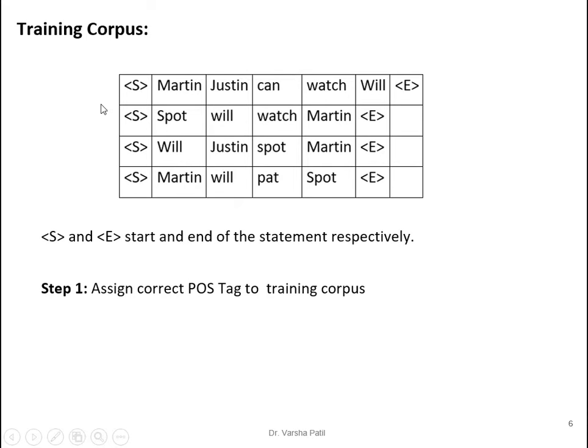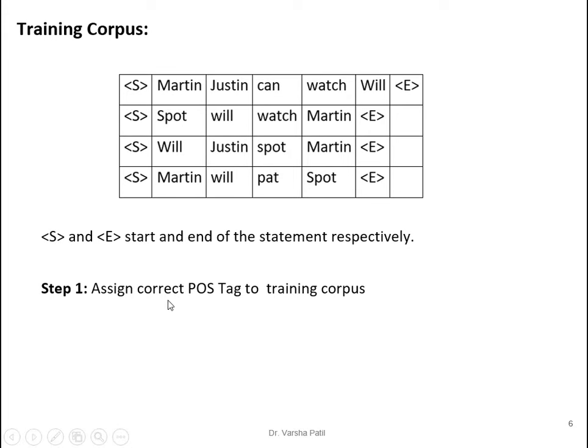Now these 4 statements are given. So this is the given corpus. S indicates the start of the statement and E indicates the end of the statement. Now these are the statements: Martin Justin can watch Will. Spot will watch Martin. Will Justin spot Martin. Martin will pat Spot. These 4 statements are called the given corpus, and S and E are nothing but the start and end of the statements respectively.